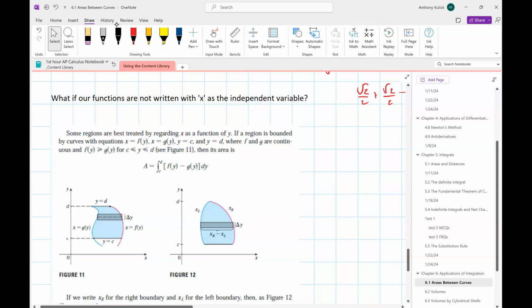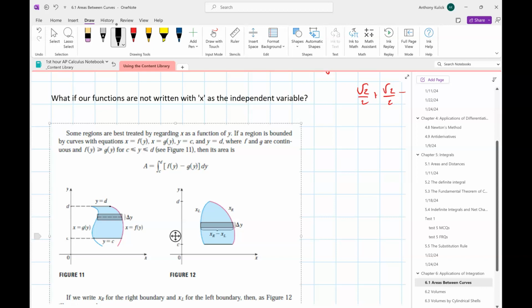What if the functions aren't written with x as the independent variable? What if I want to find the area between the two curves and they're going kind of up and down, where the area I'm looking at is between them this way? Well, it's the same idea, just where instead of integrating with respect to x, we're going to integrate with respect to y. So our bounds are going to come from the lower bound on the y-axis and the upper bound on the y-axis. And then instead of doing top minus bottom, we're going to do right minus left.